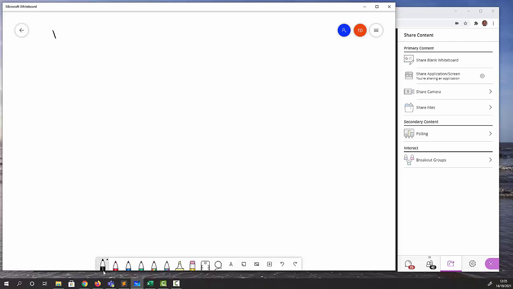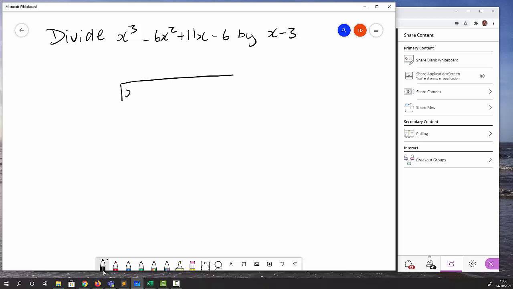So what it's saying is divide x cubed minus 6x squared plus 11x minus 6 by x minus 3. If you have your own way of doing this, that's absolutely fine, don't change it, but this is the way that I would do it. So I would start by doing the old-fashioned divide, and you're going to get x cubed minus 6x squared plus 11x minus 6 divided by x minus 3.